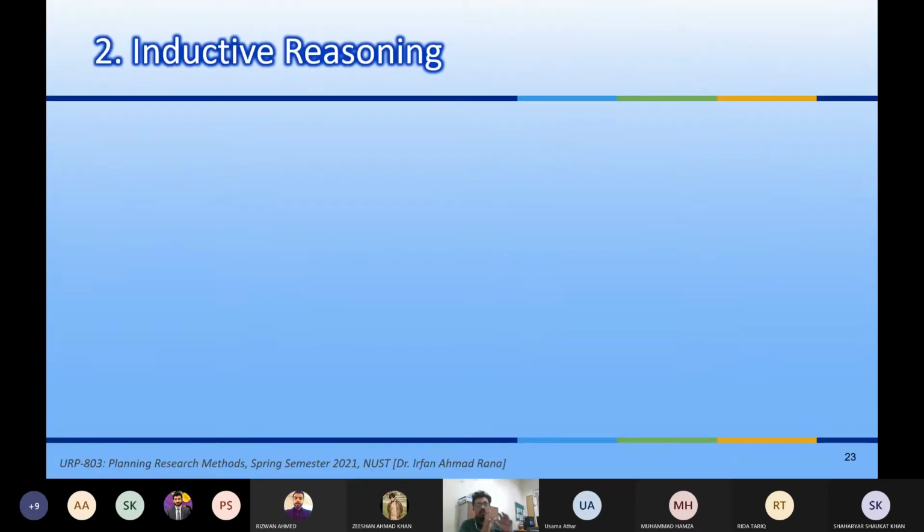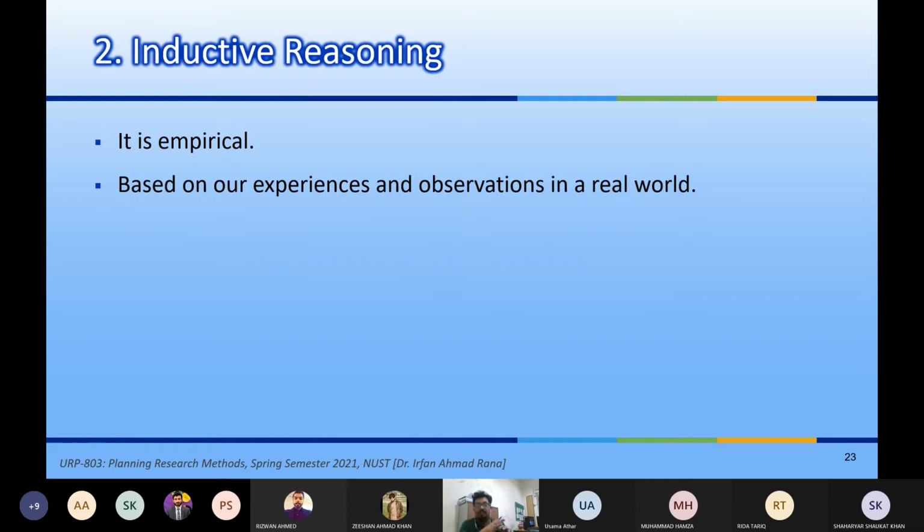Then there is the inductive approach. Of course, it is the opposite of the deductive approach, in which we take observations first, and based on those observations, we develop a theory. From a specific thing, we generalize. That is the inductive approach.